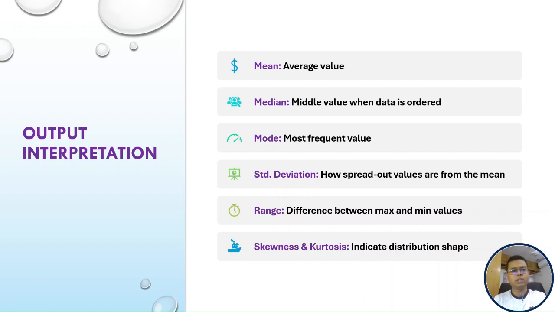Simply speaking, the mean is the average value, the median is the middle value when data is ordered. Once again, the data is ordered. Mode is the most frequent value. Standard deviation is how spread out values are from the mean. Range is the difference between the maximum value and minimum value. And skewness and kurtosis actually indicate the distribution shape.